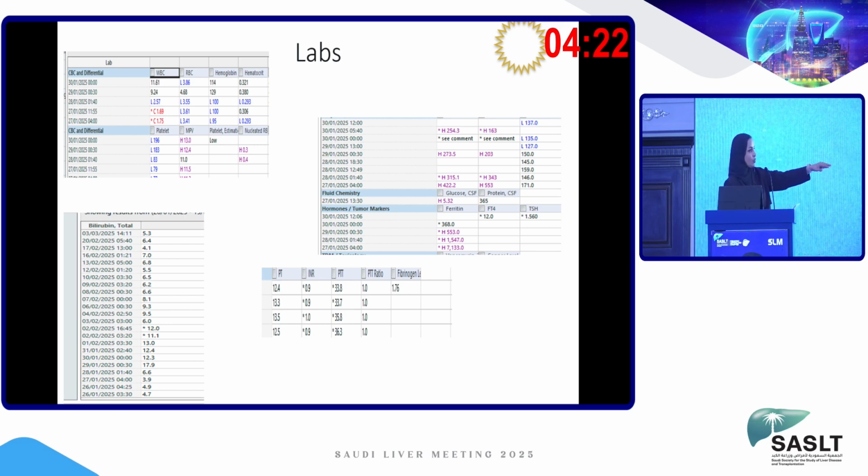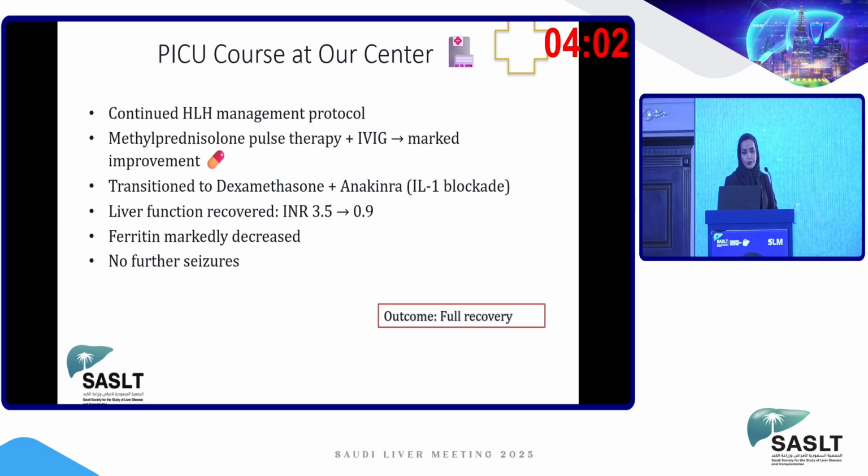Actually, ferritin was 7,000, but prior to coming to us, it was higher because he had initiated treatment in the referring hospital. He also had bicytopenia with low platelet and white cell count. His INR, the highest one, was 3.5 in the referring hospital. This is afterwards, after he received blood product. And his bilirubin, as you can see, wasn't much, it was actually normal.